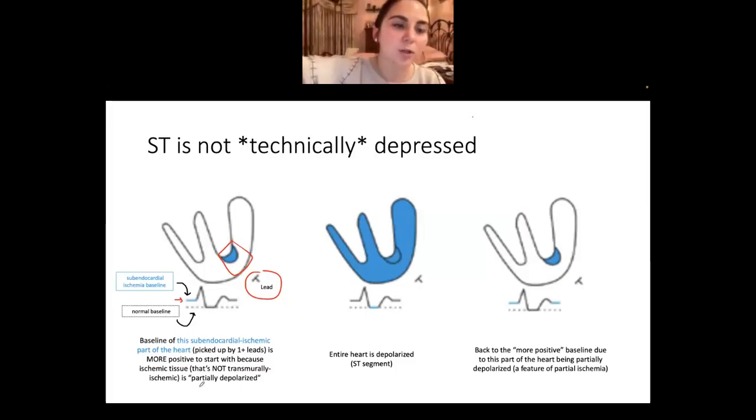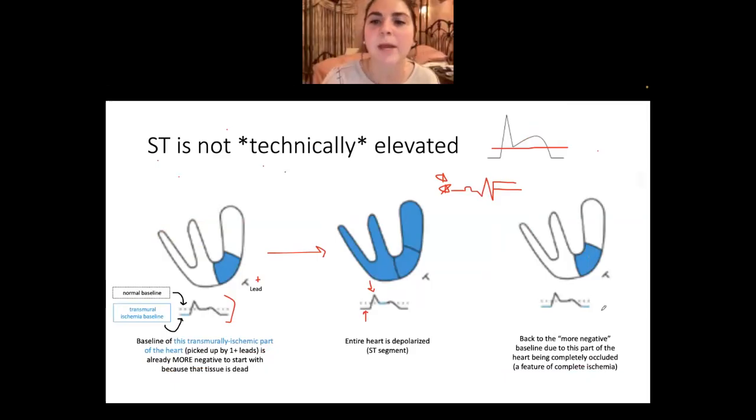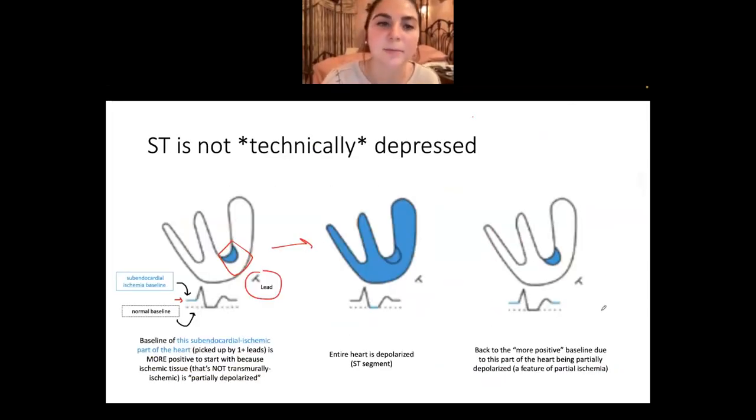So we're already closer to the threshold. And then when full depolarization occurs, that's not changing. Everything's going to be the same there. So that's why the ST segment seems lower, because the ST segment is full depolarization. Nothing's changing there, so it's just back at normal. But everything else, even when it goes back to resting, is going to go back to that partially depolarized resting baseline. And again, this is just a feature of partial ischemia versus transmural ischemia.